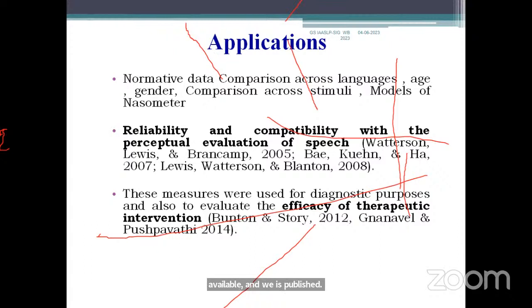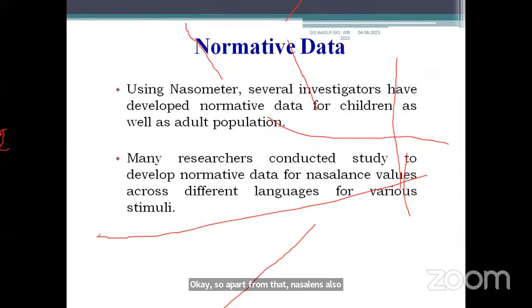Apart from assessment, nasalance can also be used to create normative data for a country like India. We have a number of languages, and this has been done in only a few of them. There are other languages for which norms need to be established, and many people are conducting normative studies, with data available on various stimuli.